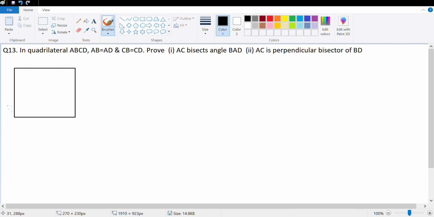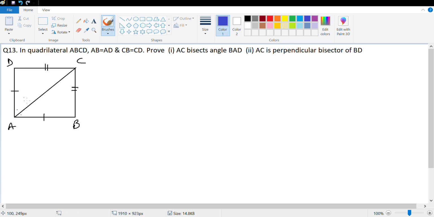In this case, it is A, B, C, D. AB is equal to AD and BC is equal to CD. We need to prove that AC bisects angle BAD. Let's look at something and then we should be able to get this done. So I need to prove that this angle and this angle are equal.